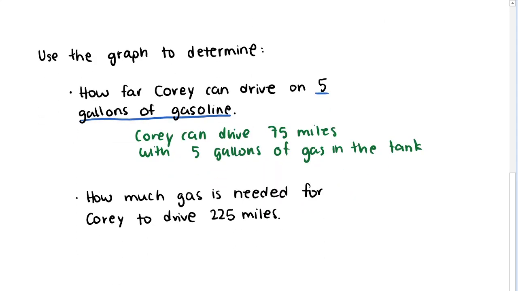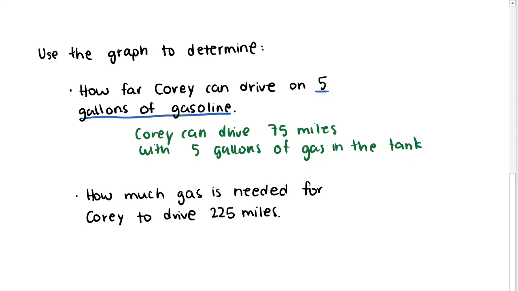Okay, so the next statement sort of reverses this. It says how much gas is needed for Corey to drive 225 miles. So here this amount is not an input value. It's corresponding to a distance, right? Miles. So it's corresponding to an output value, with our vertical axis. So we're going to start with 225 miles along our vertical axis, and we're going to see how much gas we would need, what value on our horizontal axis we would end up with.